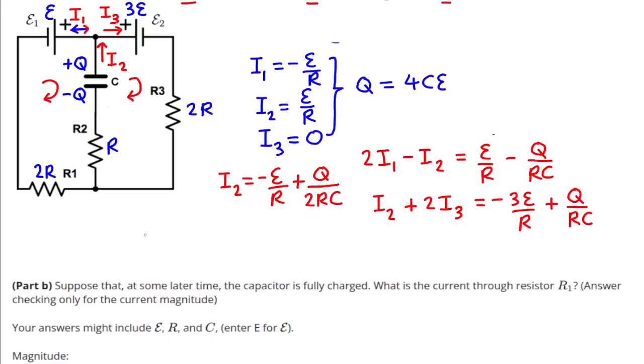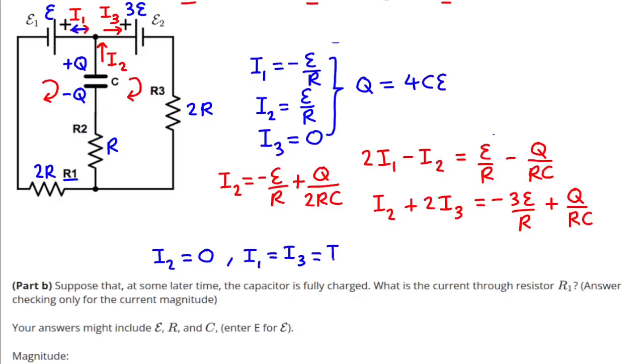So in part B, suppose that at some later time, the capacitor is fully charged. What is the current through this resistor? Well, if the capacitor is fully charged, then I2 through the middle branch is 0, and therefore by the conservation of charge, I1 is equal to I3.